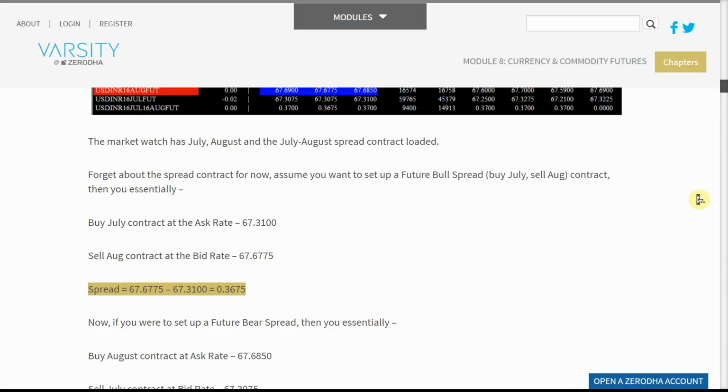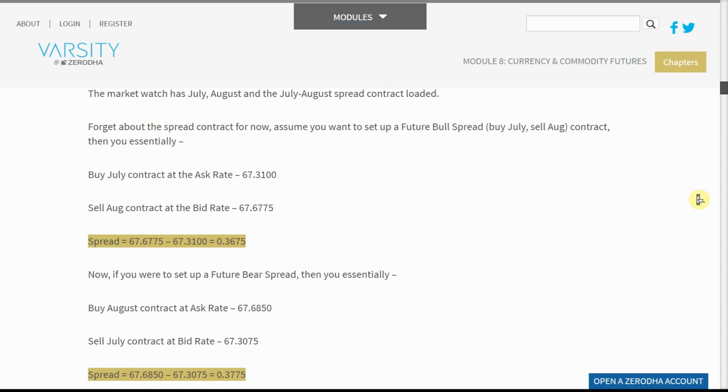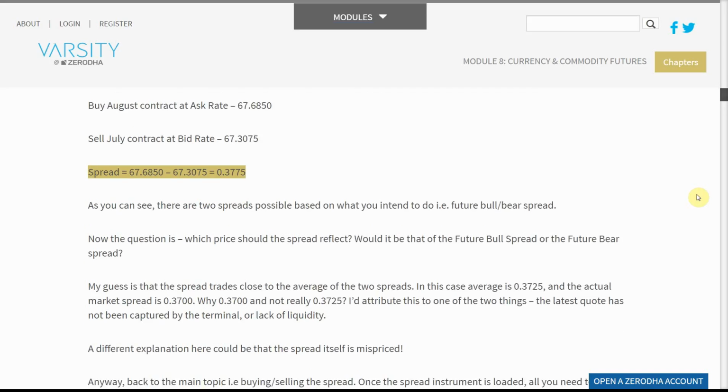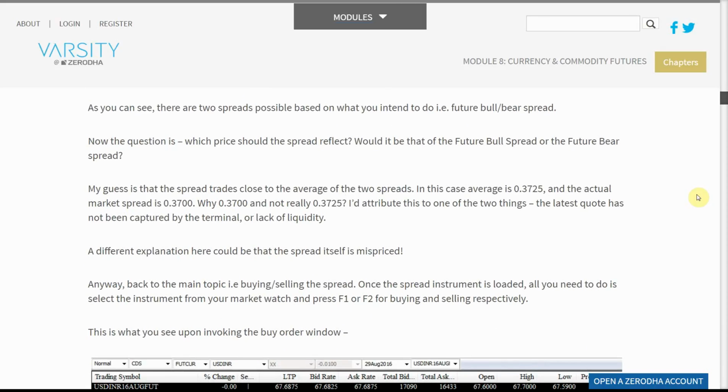Now, if you were to set up a future bear spread, then you essentially buy the August contract at the ask rate 67.6850 and sell the July contract at the bid rate 67.3075. Spread equals 67.6850 minus 67.3075 equals 0.3775. As you can see, there are two spreads possible based on what you intend to do, i.e. future bull spread or future bear spread. Now the question is, which price should the spread reflect? Would it be that of the future bull spread or the future bear spread?